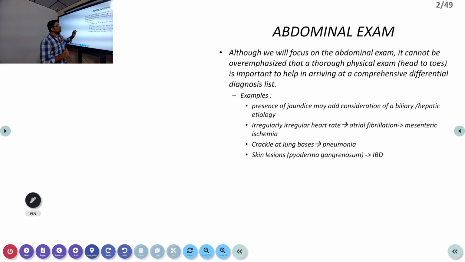So always do a thorough head to toe examination, and when you are doing an abdominal examination, always expose the inguinal areas as well as the external genitalia, because testicular tumors as well as hernias may present as abdominal symptoms. If there is a strangulated or obstructed hernia, the patient may present with abdominal distension, vomiting, and pain in the abdomen also.